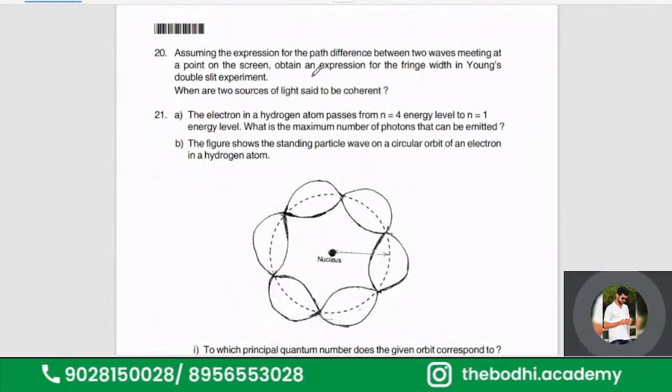Let's see. Again the expression for Young's modulus. This is a very, very important derivation. Okay. When are two sources of light said to be coherent? This is very, very important. Please, someone can answer. Now, this is very simple. I'm expecting one answer from you all. When are two sources of light said to be coherent?